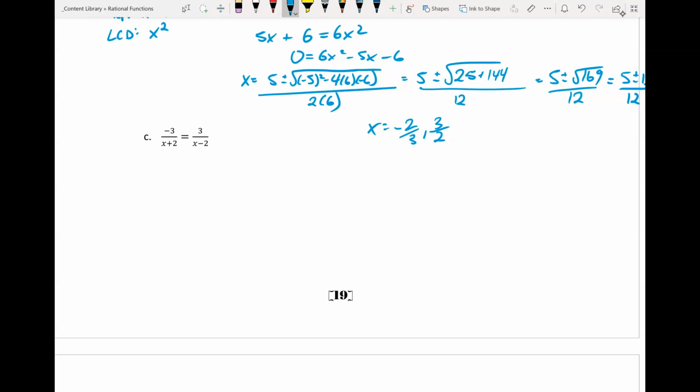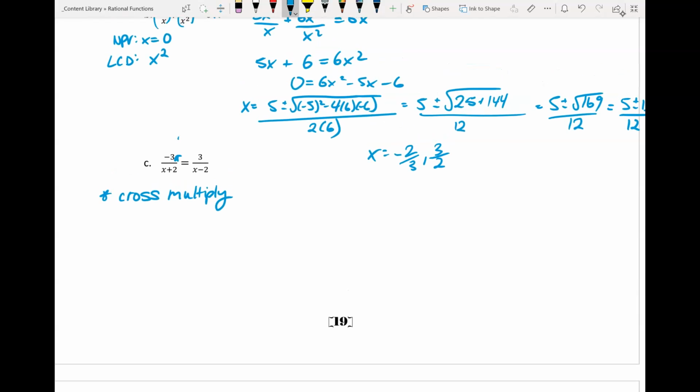Here, because of the format of this rational equation, we have a rational equals a rational. And whenever this happens, we can actually do a shortcut, which is just cross multiply and divide. And this is only okay if you have a rational equals a rational. If you had a rational equals a rational plus another rational, you would not be able to do this. So when we cross multiply, this negative 3 is going to multiply with this x minus 2, and then 3 is going to multiply with this x plus 2.